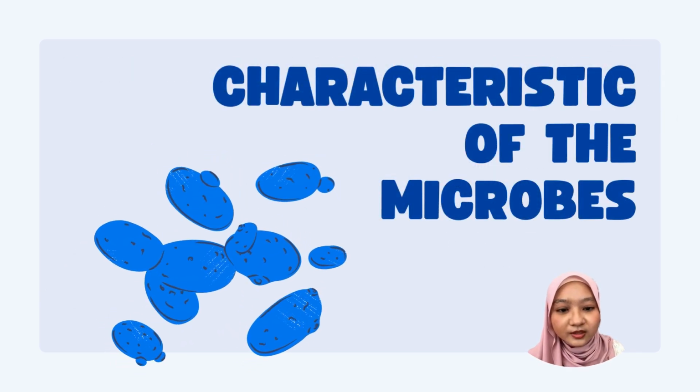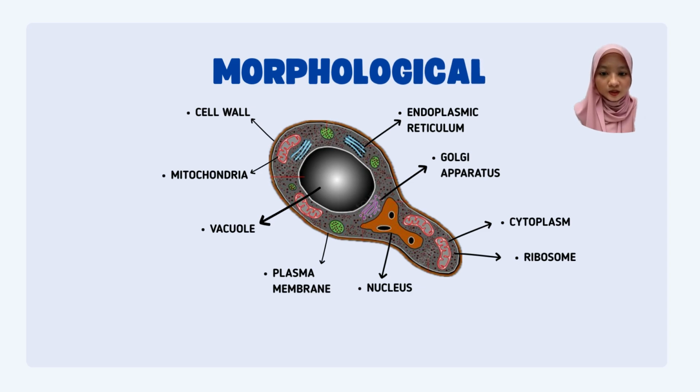We move to the characteristics of the microbes. Morphologically, Saccharomyces boulardii has a cell wall. Their cell wall is made of chitin. The function of chitin is to make the cell wall rigid and thick. They also have mitochondria, vacuole, plasma membrane, nucleus, endoplasmic reticulum, Golgi apparatus, cytoplasm, and ribosome. They also have free ribosomes too. Look at the dot. That is a free ribosome.